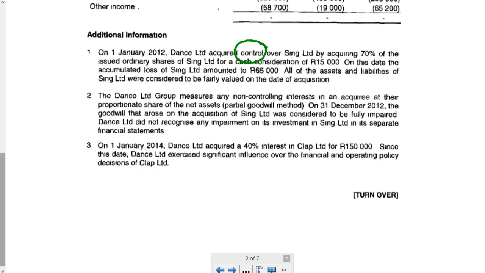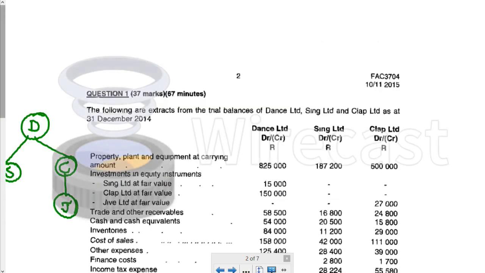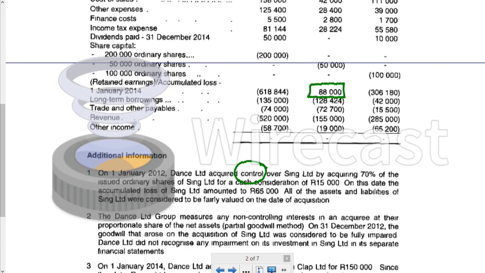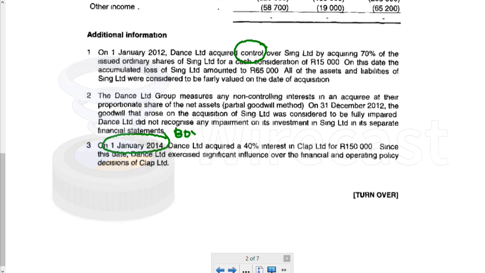Then in the current year, it looks like this is the current year, December 14. So that was in prior years. Then this is the current year, beginning of year. We acquired a 40% interest in Clap and its significant influence. So Clap is an associate with an accumulated loss.